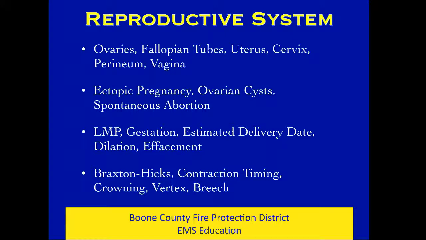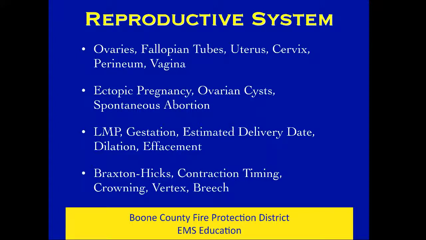And then conditions where you have an ectopic pregnancy, which can cause life-threatening bleeding if it ruptures. Ovarian cysts are very common, a very common cause of abdominal pain in women of childbearing age. And then what is a spontaneous abortion or miscarriage? Also know the terms last menstrual period, LMP, gestation, estimated delivery date, and know the difference between dilation and effacement and what we're talking about there.